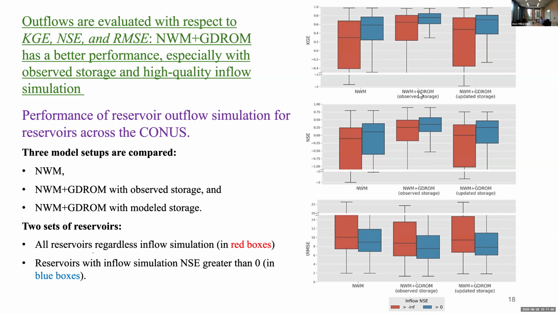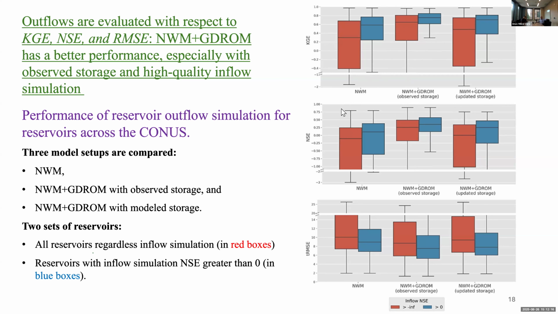And then the next case is NWM plus GDROM, where we use the observed storage, or the GDROM-provided model storage. For the KGE, as we can see here, the coupled model NWM plus GDROM with observed storage is similar to the previous ones. We have the higher KGE in terms of both the mean value and the range.